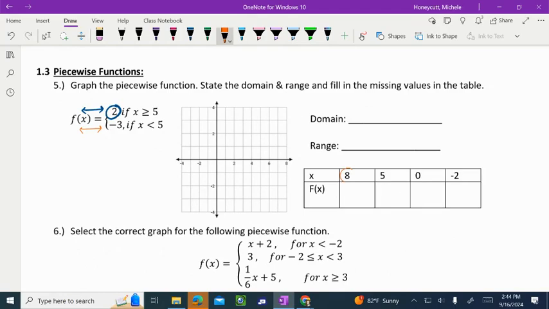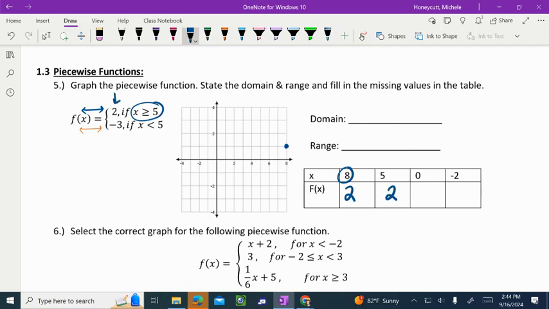So then I'm going to go and fill out my table of values. If the input is 8, then I notice that 8 is greater than or equal to 5. So I'm going to use this formula, which is just the 2. So if the input's 8, the output is 2. So there's a point at 8, 2. If the input is 5, I will also use the same formula because this formula applies if x is greater than or equal to 5. So the output is still going to be 2.